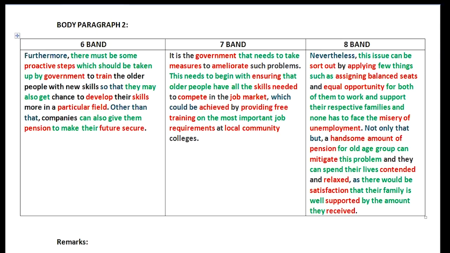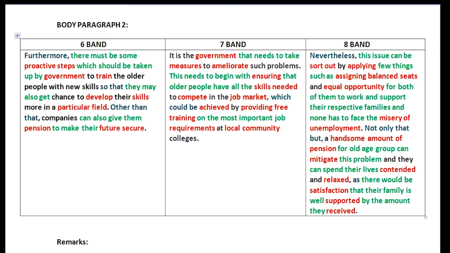"Other than that, companies can also give them pension to make their future secure." The same meaningful passage for 7 band will be: "It is the government that needs to take measures to ameliorate such problems. This needs to begin with ensuring that older people have all the skills needed to compete in the job market, which could be achieved by providing free training on the most important job requirements at local community colleges."